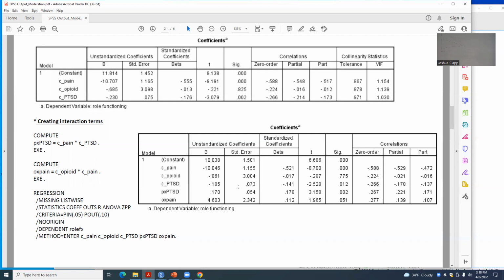Perfect, right? It's formulaic. It's just the same thing, right? This is the unique effect of pain on role functioning, controlling for opiate use, and holding PTSD constant at the mean.